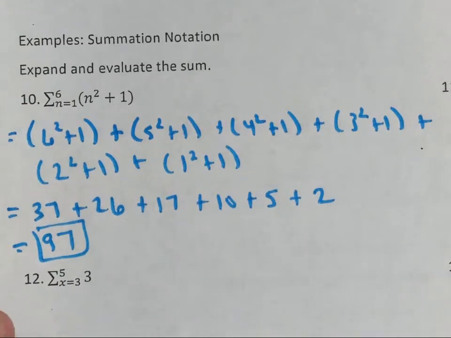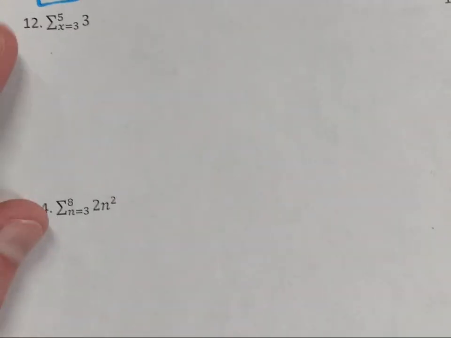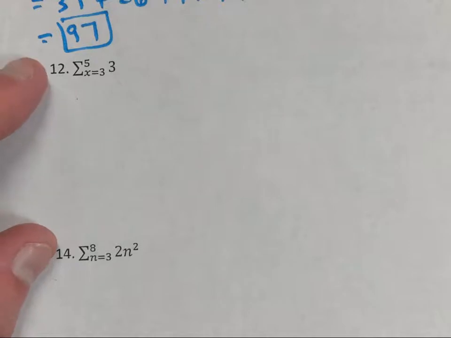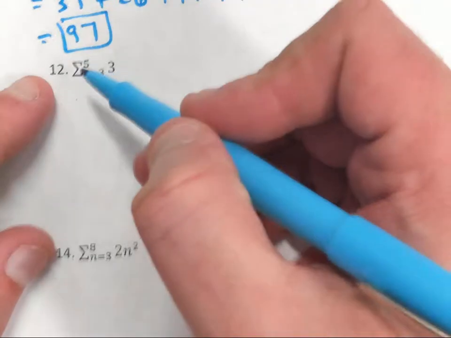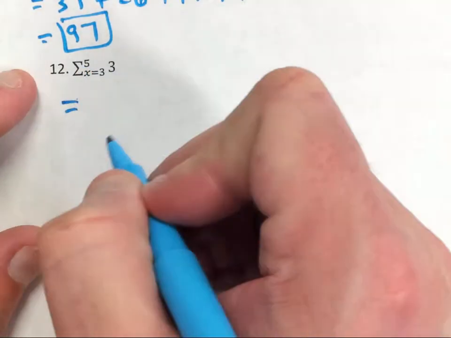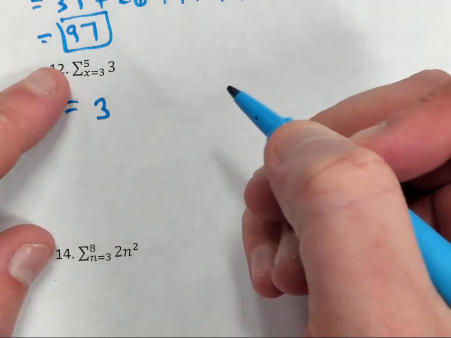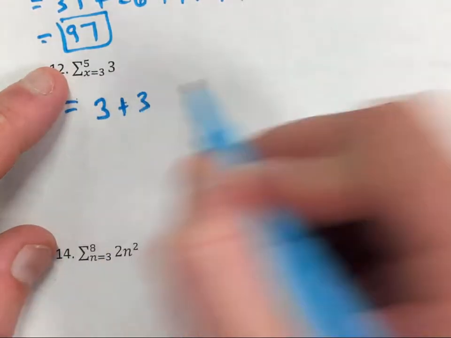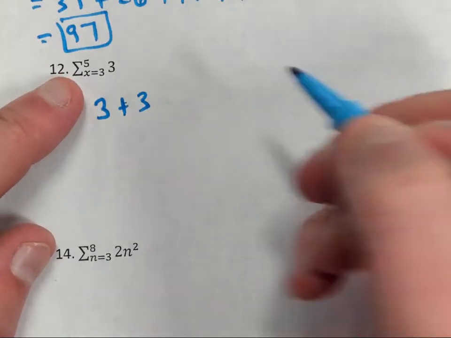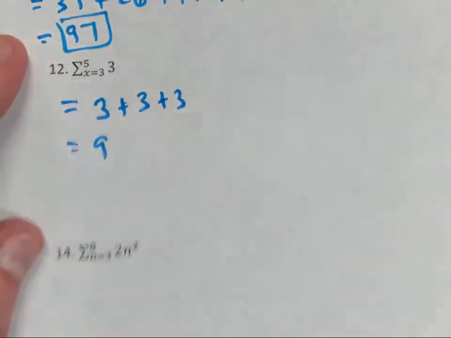Alright, let's look at number 12 here. I want to know the sum between 5 and 3. Is there any way to plug that in? I can't plug 5 in, can I? I'm just going to put a 3 down for it. Can I plug 4 in for that? No, so I just put a 3 down. Can I plug a 3 in? No, so I just put a 3 down. So then you just add and get 9. If there's nowhere to plug it in, you just put that number down to represent that.